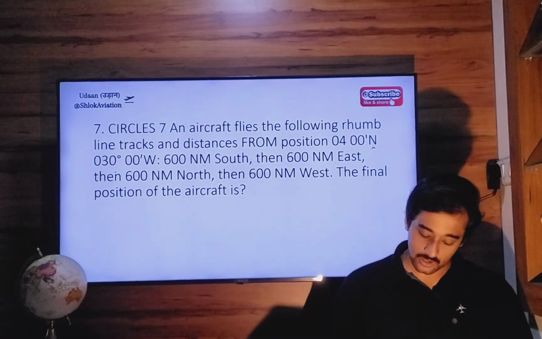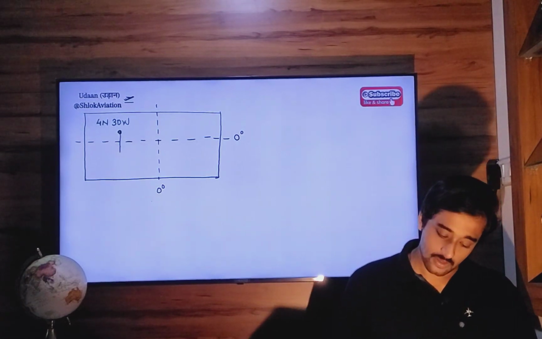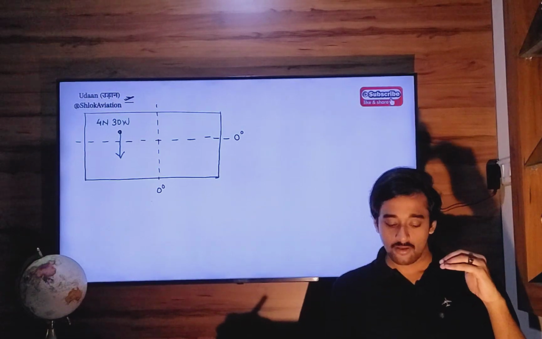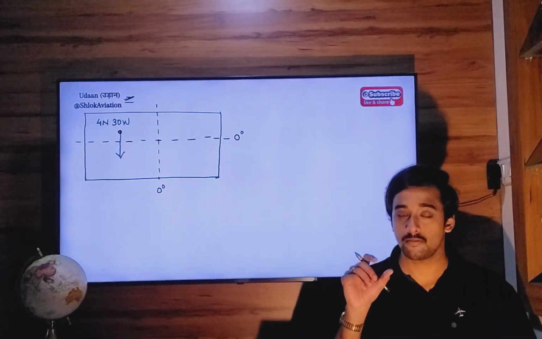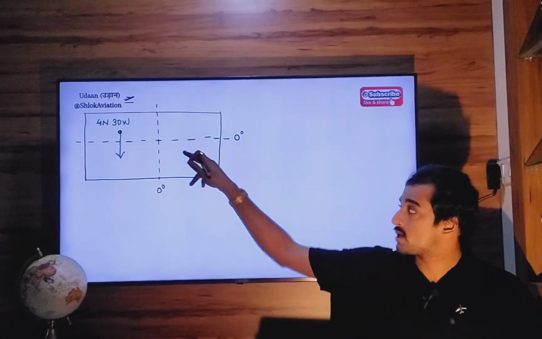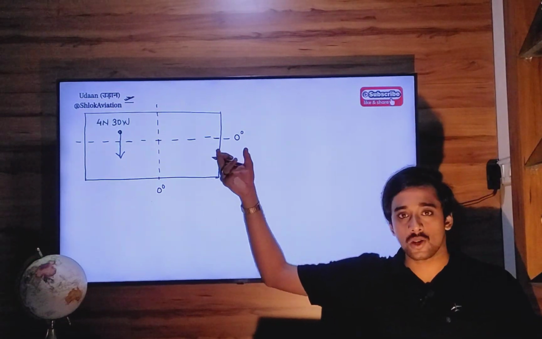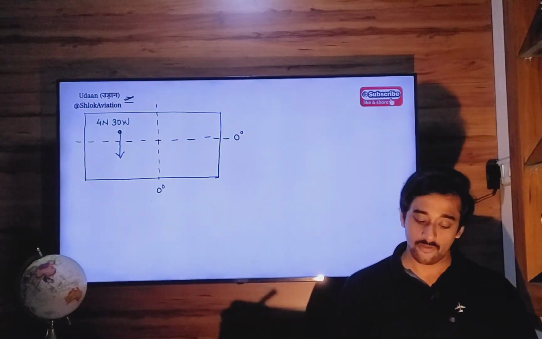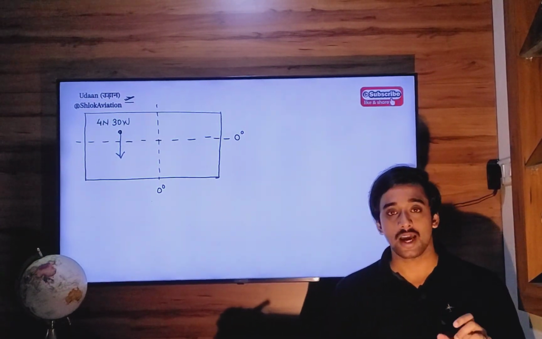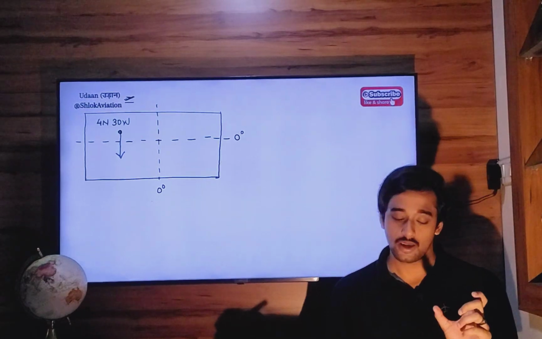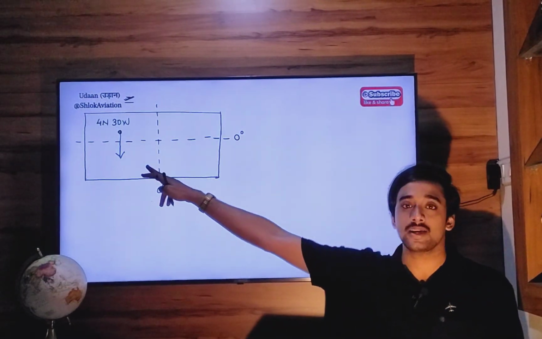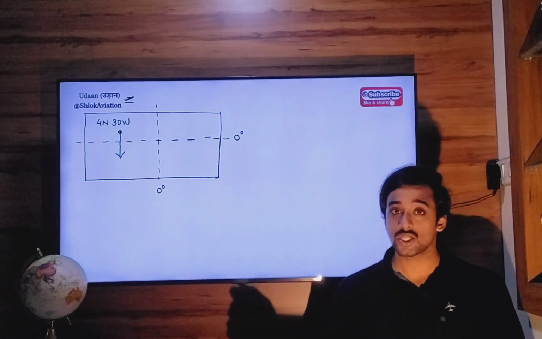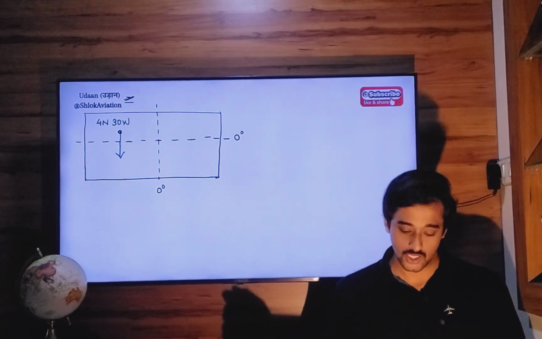You travel 600 nautical miles in a southerly direction. So when you travel south from 4 degrees north, you can end up in the northern hemisphere itself, 1 degree north, 2 degrees north, whatever, or you can cross the equator and end up in the southern hemisphere. We will come to know that when we calculate the difference in latitude between the initial position and final destination. Then we will check whether the destination is in the north hemisphere or south hemisphere.